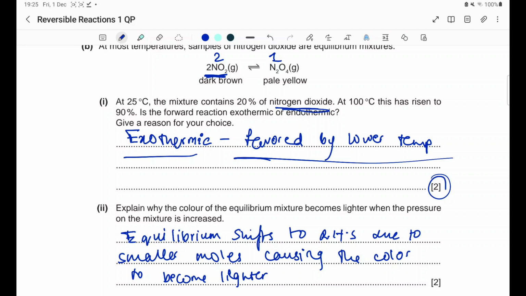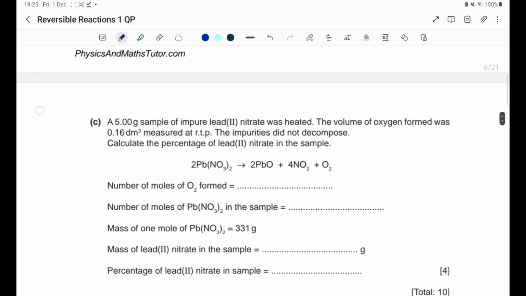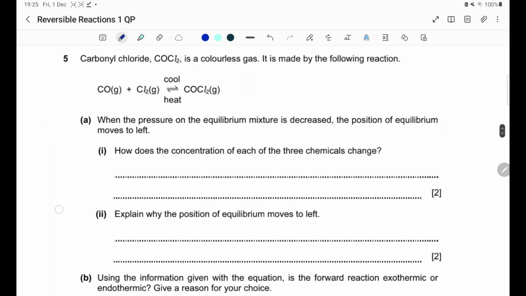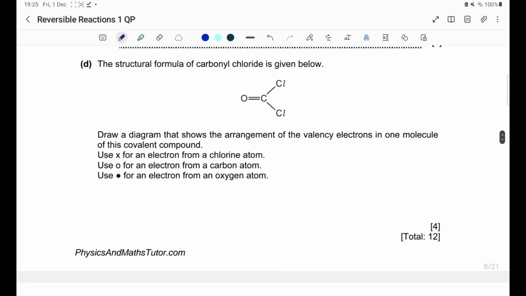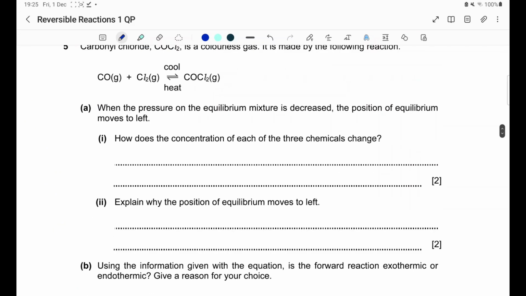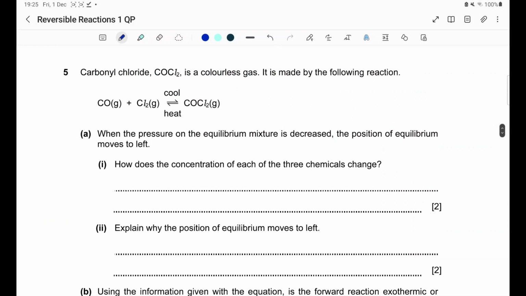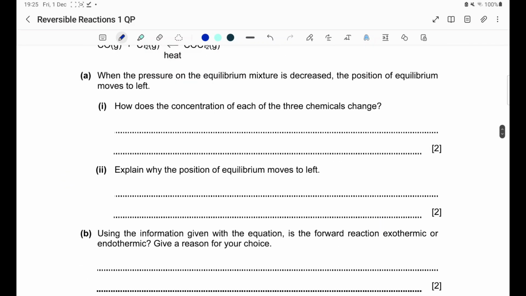Right. So again, you're increasing the pressure. It favors the side with the lower moles. The lower side is the pale yellow side, and so your color is decreasing. Moles concept we have not done yet. Okay, we're just going to do the first 2 parts, and first 3 parts, and we're going to call it a day.